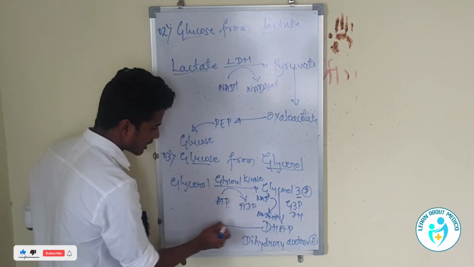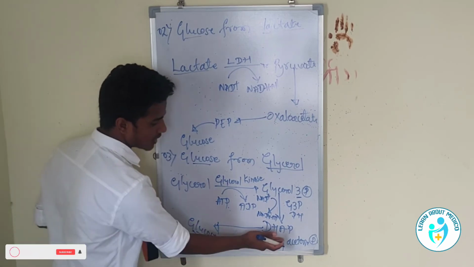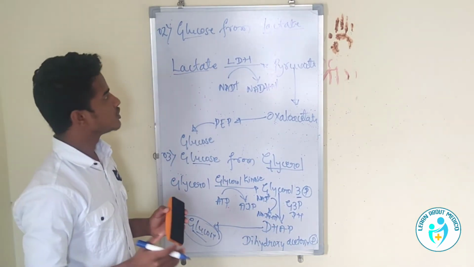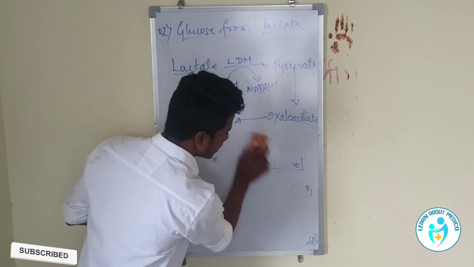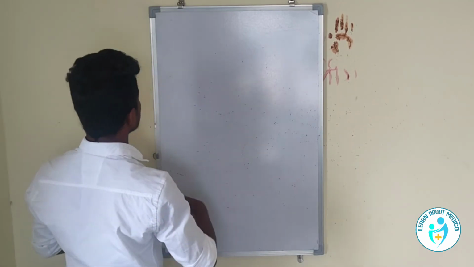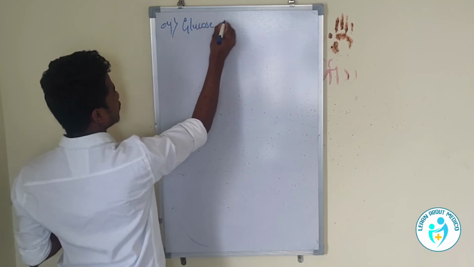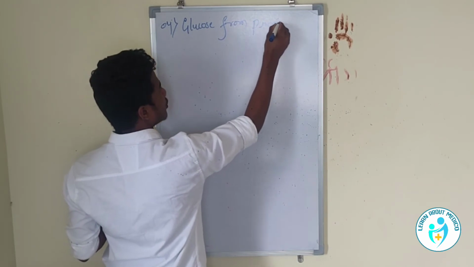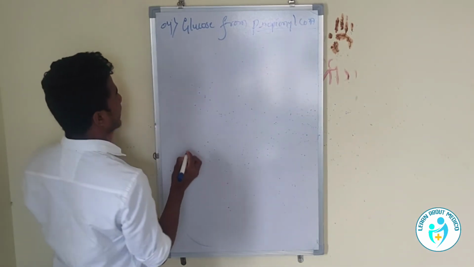And again, from this DHAP, we can obtain glucose. This is also an intermediate of glycolysis. From this also, we can obtain glucose. These are the three pathways which come under gluconeogenesis. And the fourth one we have to discuss is synthesis of glucose from propionyl CoA.